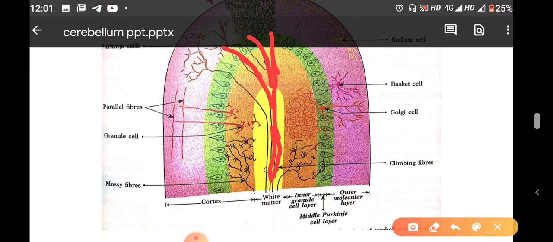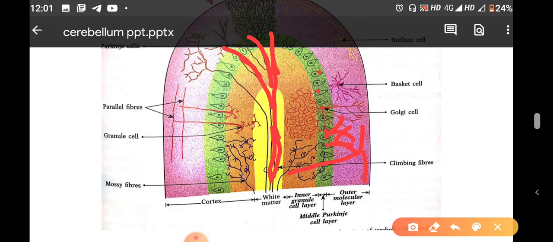So the nerve fibers that are present in the molecular layer are the parallel fibers of the granule cells. They go like this and form the parallel fibers. Then the dendrites of Purkinje cells, so these are the Purkinje cells, and the climbing fibers from the inferior olivary nucleus. These structures are present in the outer molecular layer.